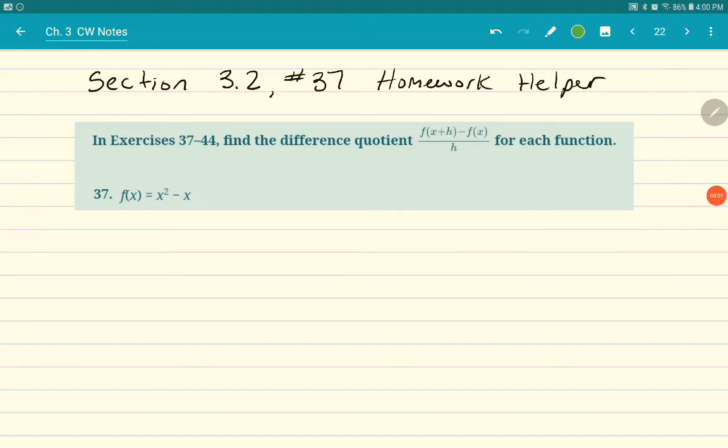In section 3.2, number 37 through 44, we're looking at evaluating the difference quotient for a function. So let's look at number 37 together.